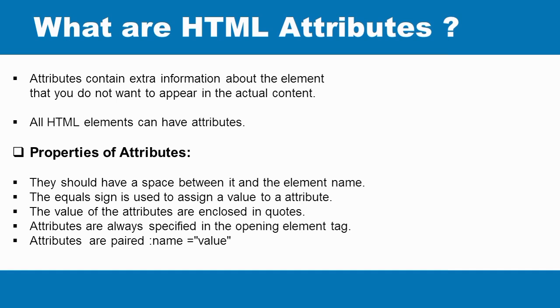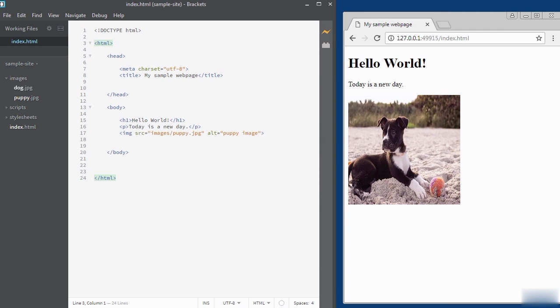I have used an attribute in one of the previous videos. In this course, I use a source attribute. I'm going to go over that attribute again. There are different types of attributes, and the source attribute is one of such attributes. It's usually used inside an image tag.